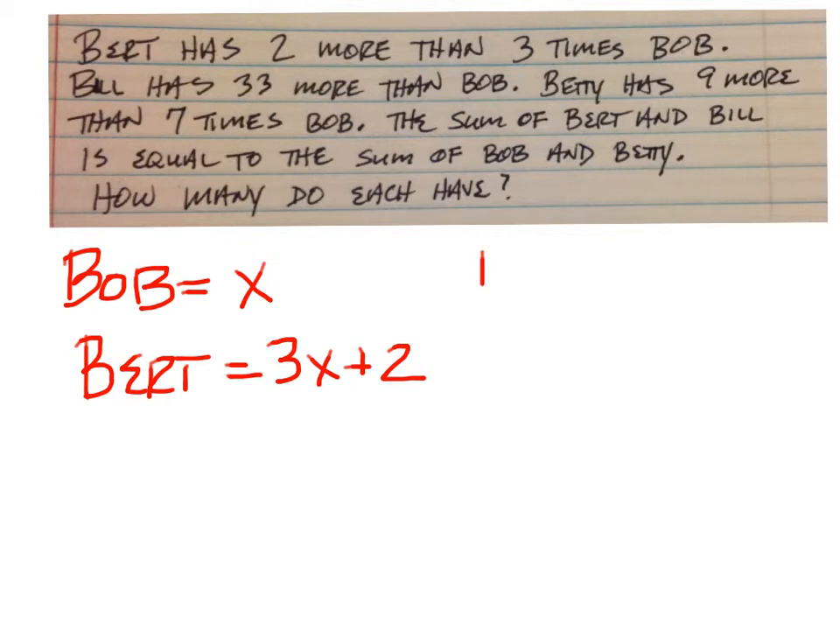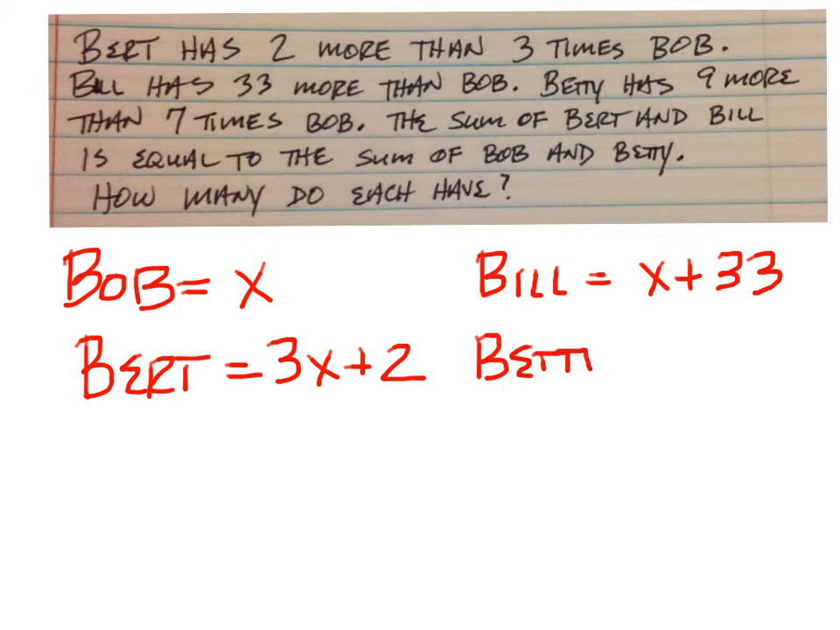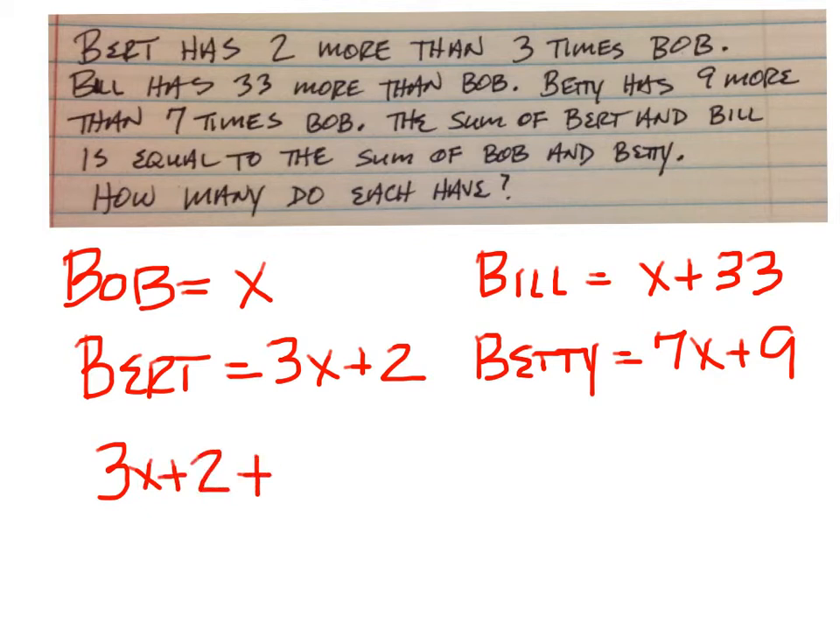Bill is up next, and he has 33 more than Bob. And then we have Betty. She has 9 more than 7 times Bob. The sum of Bert and Bill is what we need, 3x plus 2 plus x plus 33. And then add that to the sum of Bob and Betty, x plus 7x plus 9.